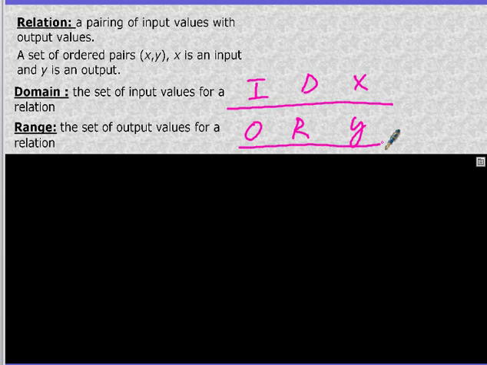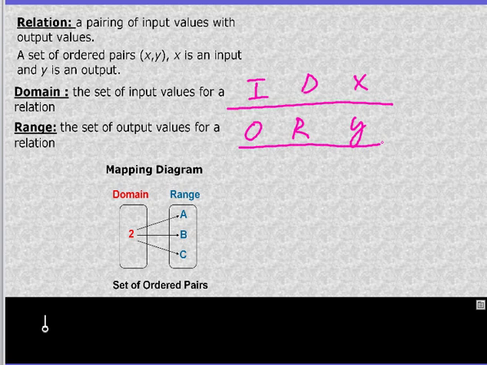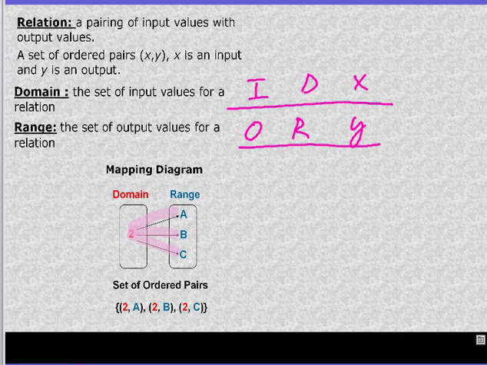One of the problems I see students struggle with is which is domain and which is range. So here's a mapping diagram. You have your one input value, and it has three possible output values, A, B, or C. And so your ordered pairs would look like this. Notice this is like roster notation for our sets. Each element in your set is an ordered pair of your input and output values.